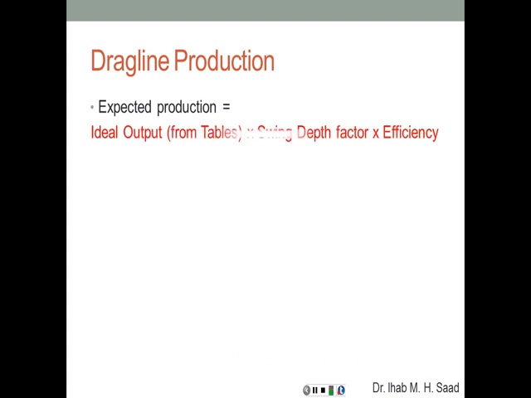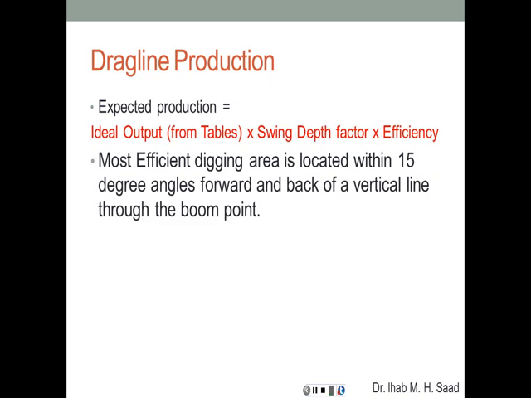The expected production is equal to ideal output from the tables times swing depth factor times efficiency, because again, based on the depth and based on the swing of the dragline, that's going to affect your cycle time. Most efficient digging area is located within 15-degree angles forward and back of a vertical line through the boom point. So if you drop the bucket vertically, 15 degrees front and 15 degrees back, that's going to be the most efficient digging for that dragline.